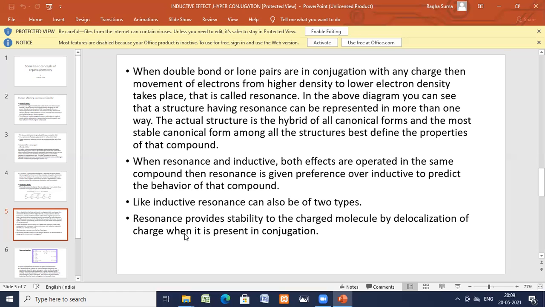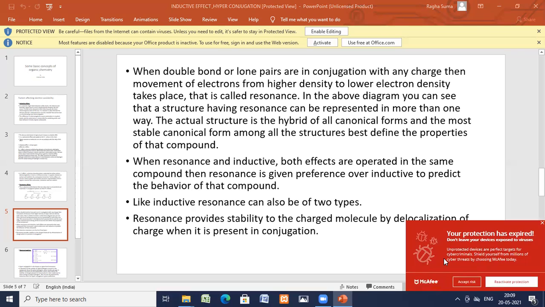If an electron releasing group is there, that is a plus M group and plus M effect. If electron attracting groups are there, then that is minus M effect and minus M groups. NO2, sulfonyl group, nitro group, cyanide group, COOH group, COR group. All these are minus M groups. Even using the mesomeric effect, we can explain the acidity of phenols and the acidity of acids using this resonance effect.